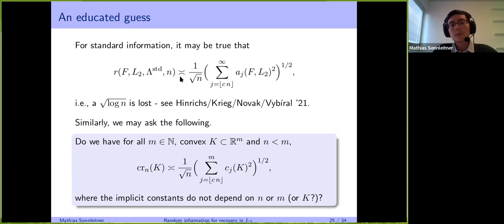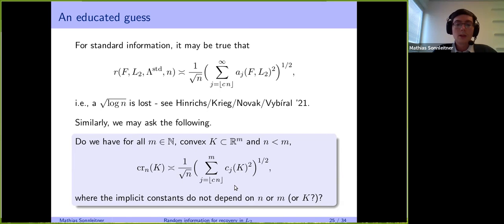And this implies that a square root of a logarithm is lost for standard information compared to linear information. And this was also exhibited by Krieg, Nowak, and Vybíral this year. But we don't know if such a relation holds. And maybe one can also ask if a similar relation holds between the random Gelfand widths and the Gelfand widths.